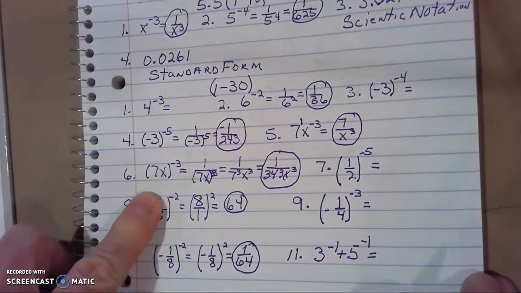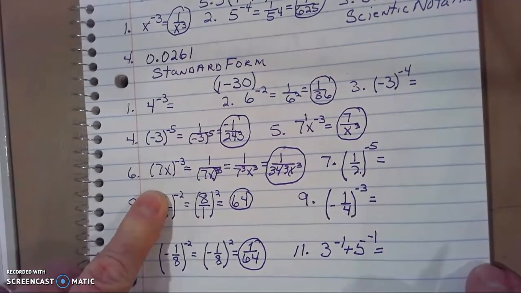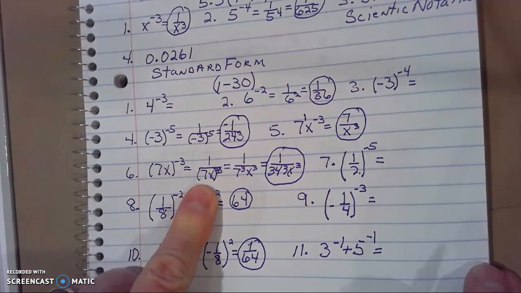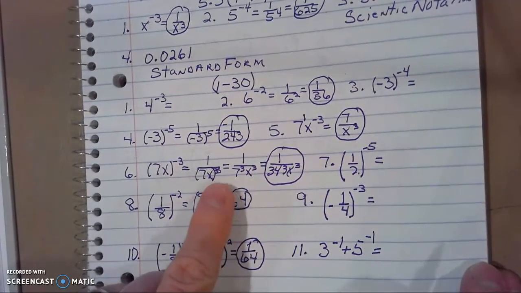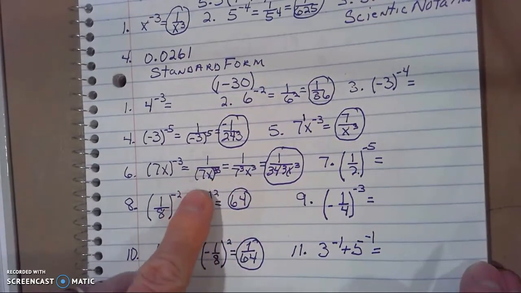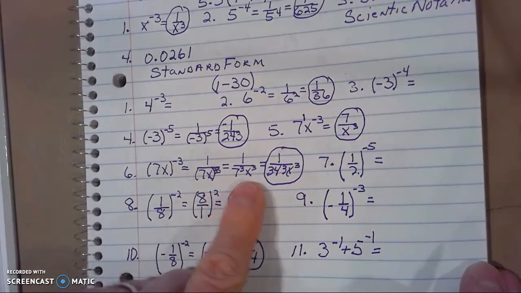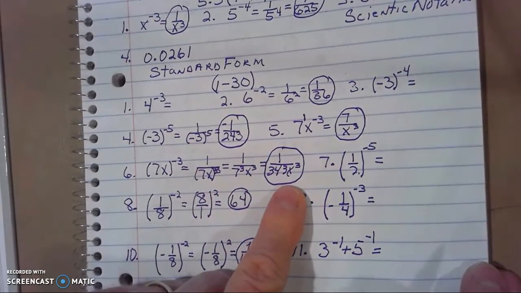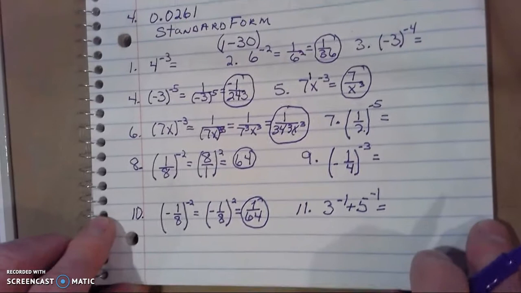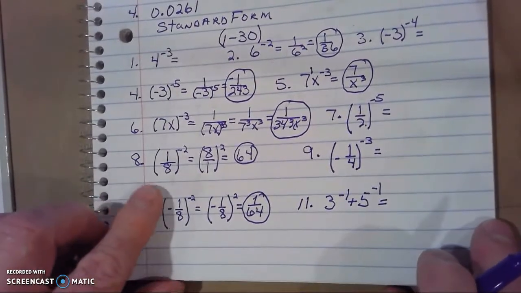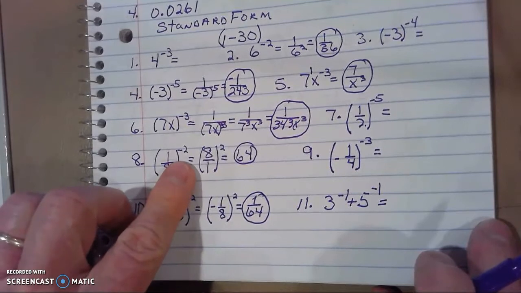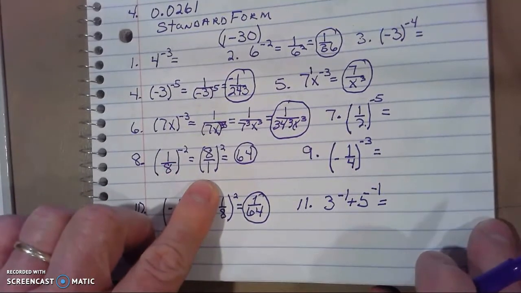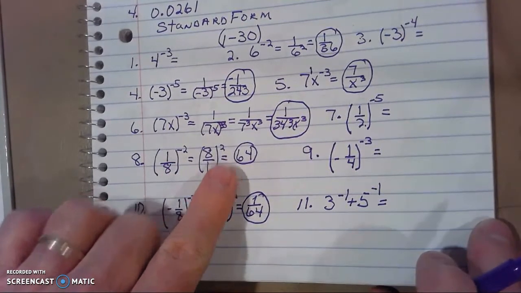Now number 6, because of the parentheses, the 7x is moved to the denominator. And then again, reviewing our rule, that's 7 cubed x cubed. That cubed is times both of them in there. So 1 over 343x cubed. Then number 8 is a fraction with a negative exponent. When you have a fraction and the whole thing has a negative exponent, you flip over the fraction to get rid of the negative exponent.